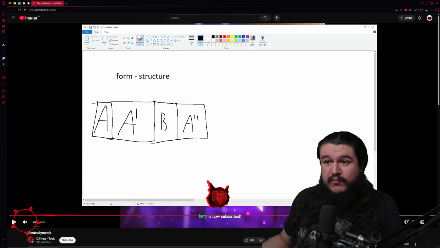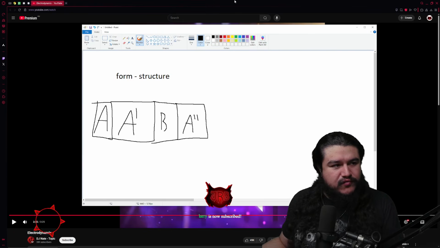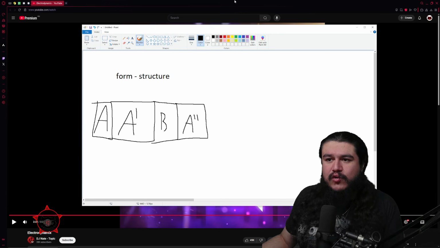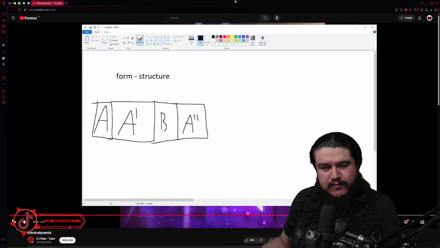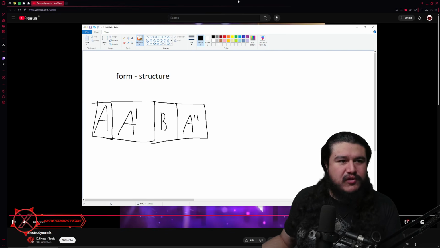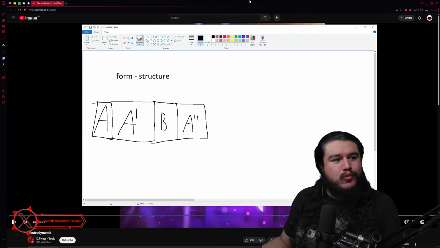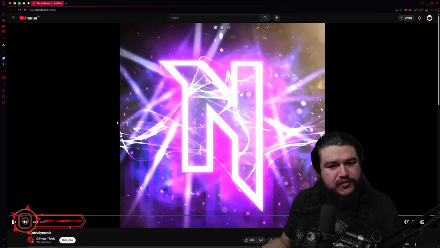It could be a repeat of A prime. But so far, I've heard a couple of differences here and there. And we are having this moment of climax. Climax usually is something that happens in the last minute, maybe two of the track, depending on how long the track is. And you want to revisit as much material as you can.